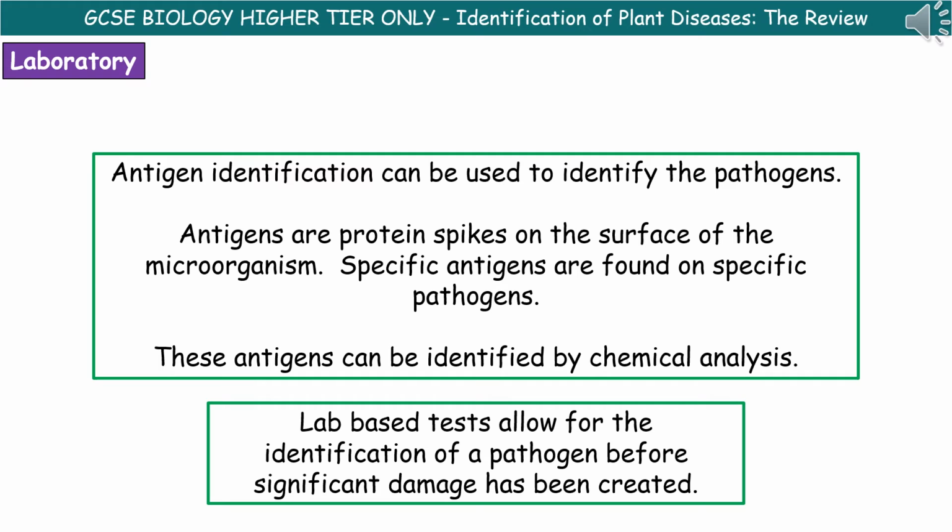In terms of the antigen identification, then hopefully we remember that antigens are protein spikes on the surface of the microorganism, and that specific pathogens have specific antigens. So if we identify the antigen using chemical analysis, we then identify the pathogen. And the key thing about these lab tests is that they're going to allow for the identification of a pathogen before significant damage has been created. We're not having to wait until we've got a range of visible symptoms to actually diagnose what it is, so we can get treatments in earlier and therefore hopefully have a more effective plan.